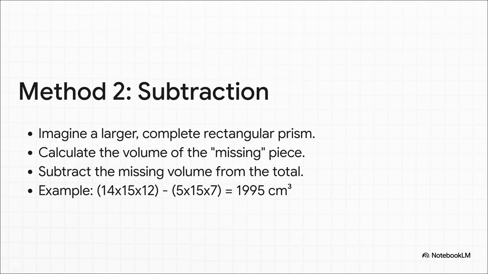Now, the second method is a little more creative. This is the subtraction method. This time, imagine you start with one big, solid block. Then you take a chunk out of it. You carve away a smaller box to leave the L shape behind. So all you have to do is calculate the volume of the big block you started with, then subtract the volume of the little piece you removed. And guess what? You get the exact same answer, 1,995 cubic centimeters.